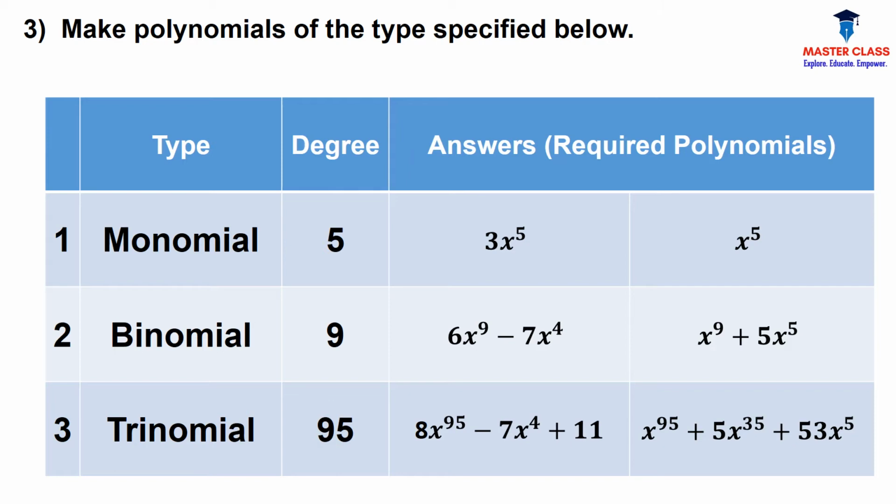So some solutions are 6x raised to 9 minus 7x raised to 4 or x raised to 9 plus 5x raised to 5. The next question asks us to make a trinomial of degree 95. We must ensure that the highest degree is 95 and that there are three terms in the polynomial. The degrees of the other terms and the coefficients of all the terms are not important. So some solutions are 8x to the power of 95 minus 7x raised to 4 plus 11 or x raised to 95 plus 5x raised to 35 plus 53x raised to 5.